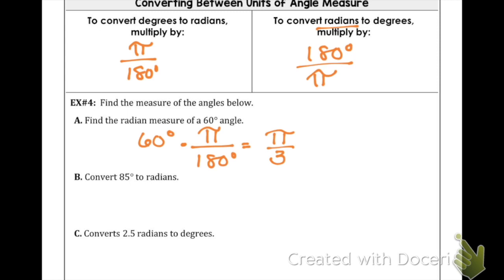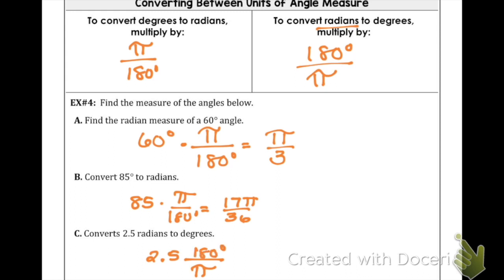Converting 85 degrees to radians, we're going to do 85 times pi over 180, which is 17 pi over 36. And then 2.5 radians to degrees, so now I need to divide out the pi to get rid of the radians and bring back the degrees, so multiply by 180, which gets us about 143.24 degrees when we multiply that through.